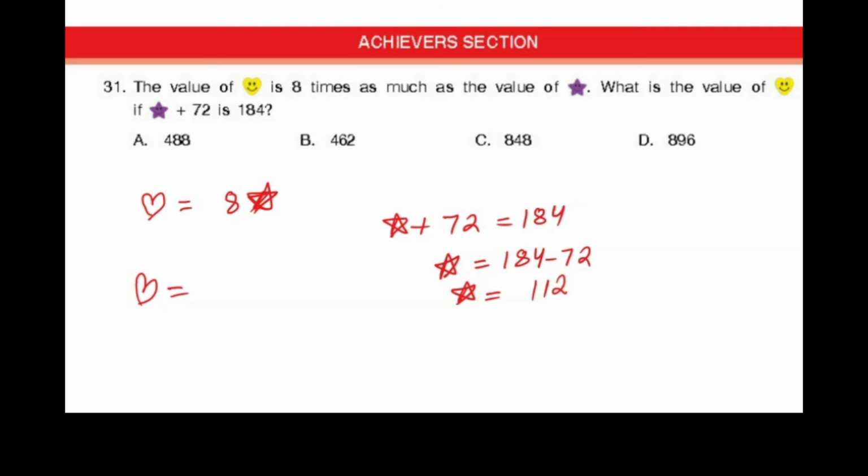Heart is 8 times 112. So we will multiply it like this. 8 2s are 16, 8 1s are 8 plus 1 is 9, 8 1s are 8. Heart is 896. Where is 896 written? D is the correct option.